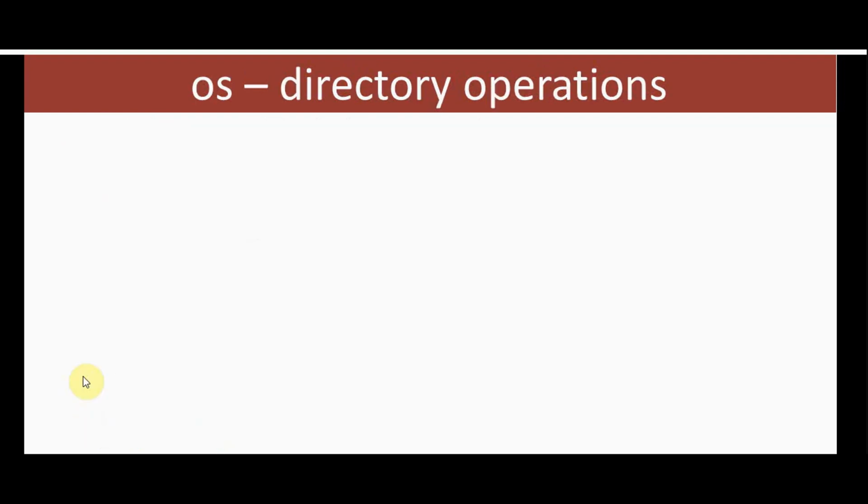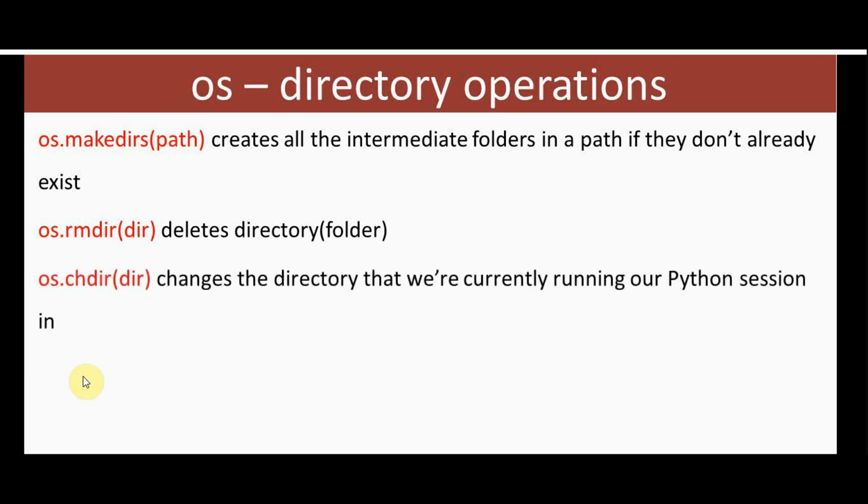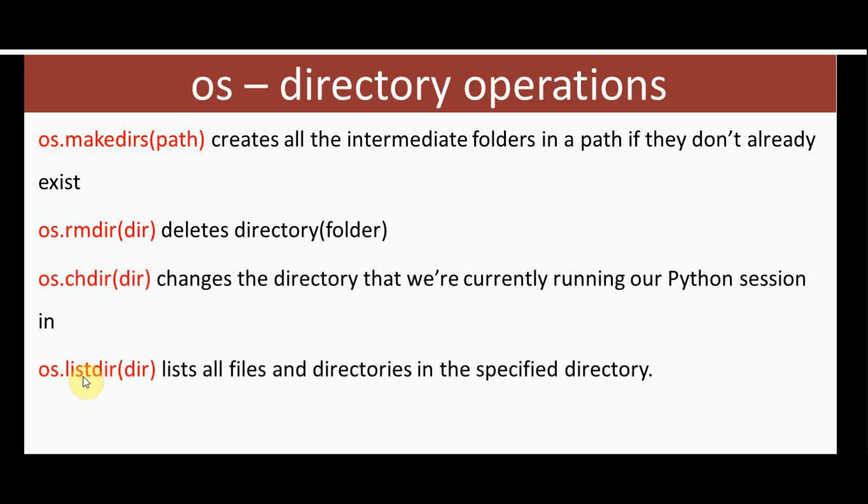And what are the directory operations? os.makedirs of path is used to create a folder. It will create all the intermediate folders in a path if they don't already exist. So in the path, you can specify 2 or 3 intermediate folders. All these folders will be created. And rmdir will delete that particular directory or folder, and chdir will change the directory that we are currently running our Python session in. And listdir function will list all the files and directories available in the specified directory.